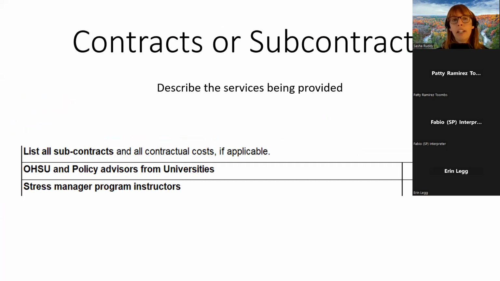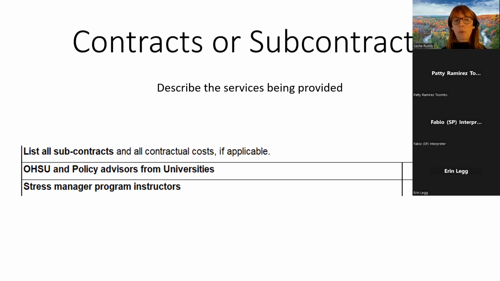The next subcategory that we're coming to is contracts. Also, you've heard it termed as subcontracts. So please describe the services being provided. So in this example, this organization is using contracts or subcontracts for OHSU and policy advisors from universities. It's spelled out in a very explicit way with an amount associated that was agreed upon.